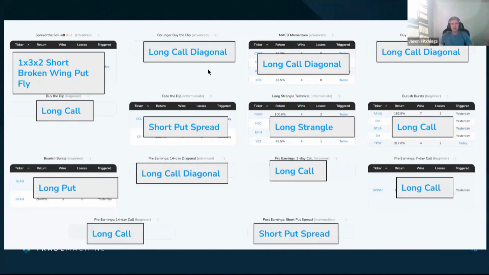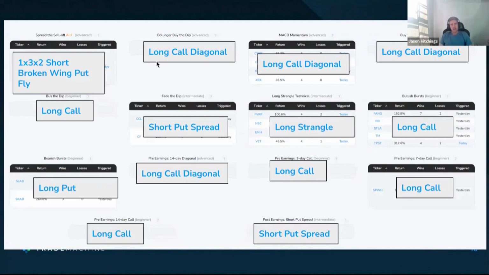Okay, so I created a little cheat sheet here about what each one of these is, and we're going to include some more information when you click the little question mark. So you can kind of see, this spread the sell-off is one of the more complicated strategies. It's also very powerful and interesting. You should take a credit. You only want to put this on if you can get a credit.